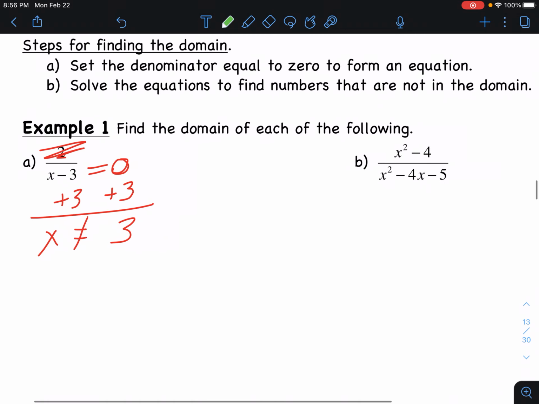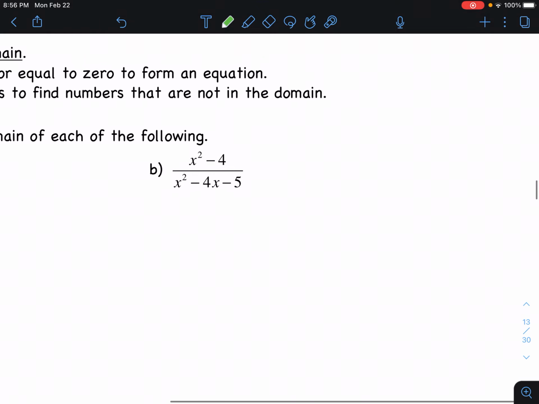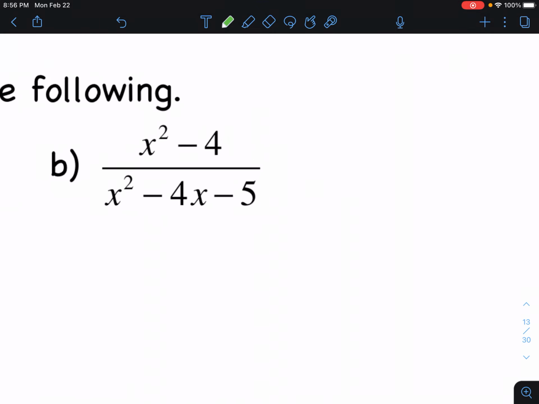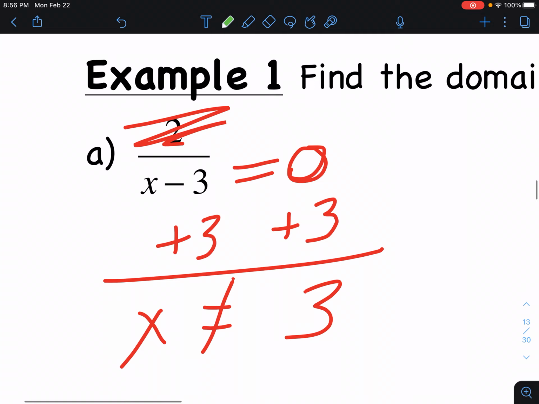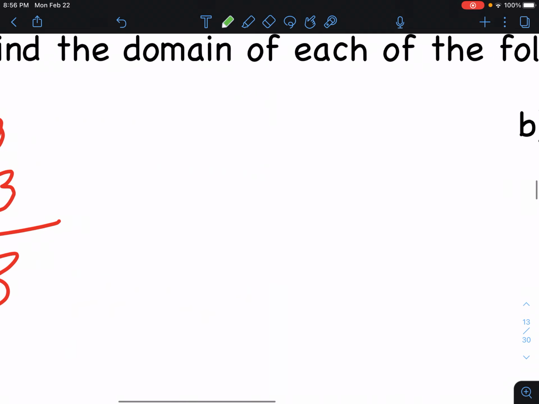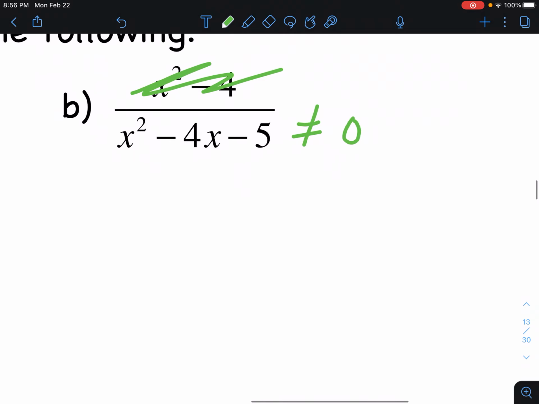Okay, let's try another, more complicated problem to find the domain of this. Again, you can ignore the numerator. We set the denominator equal to 0. I want to make a correction here on my wording. We actually want to say it cannot be equal to 0, because the denominator is not allowed to be equal to 0. Now, how would I solve this?